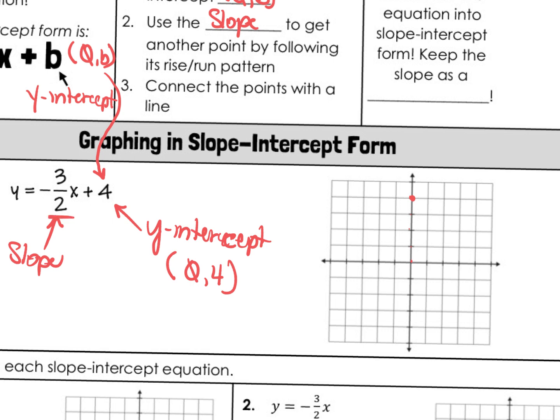Then you use your slope. Your slope is negative 3/2, so you go down 3, 1, 2, 3, and over 2, 1, 2. Put your dot. Connect your points. And that's how you graph using the y-intercept.